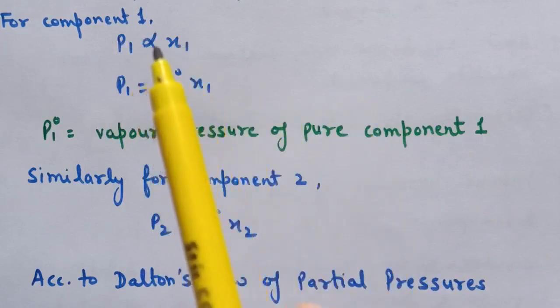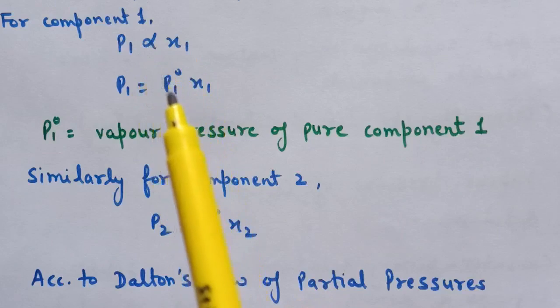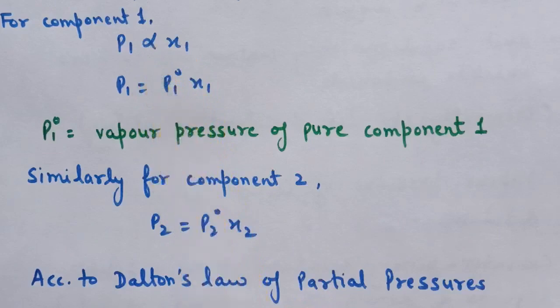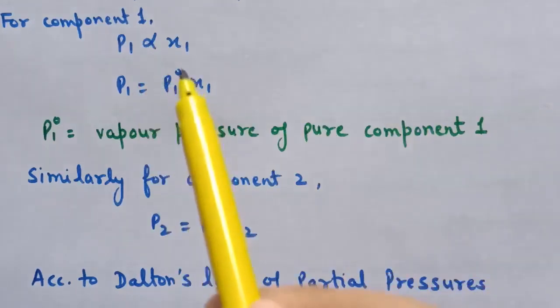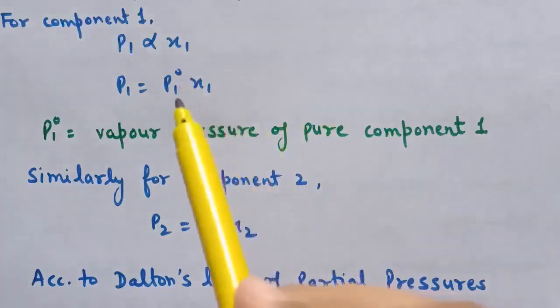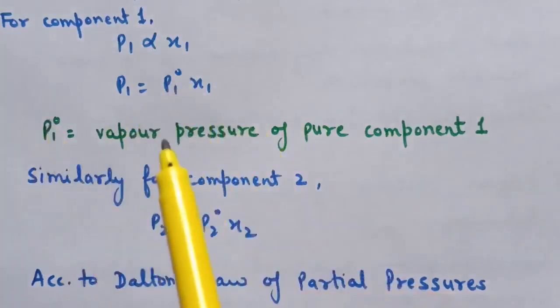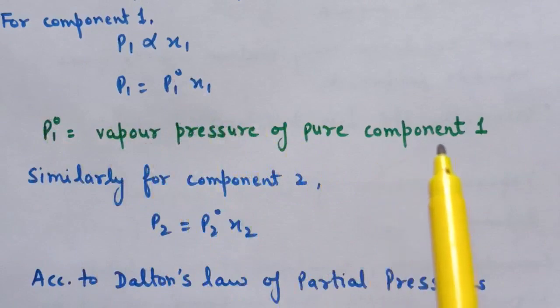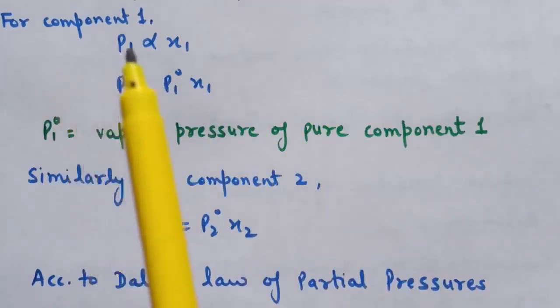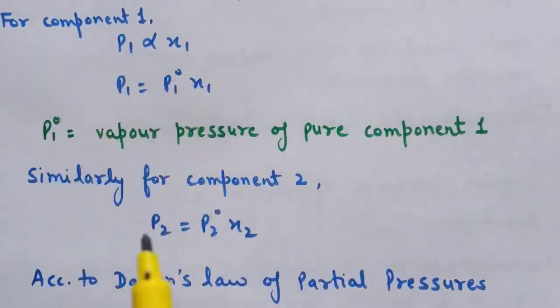Now when we remove this proportionality sign, a constant is introduced, that is P1 naught. Here P1 naught is the vapor pressure of pure component 1. Similarly, for the second component we can apply this Raoult's law for component 2.